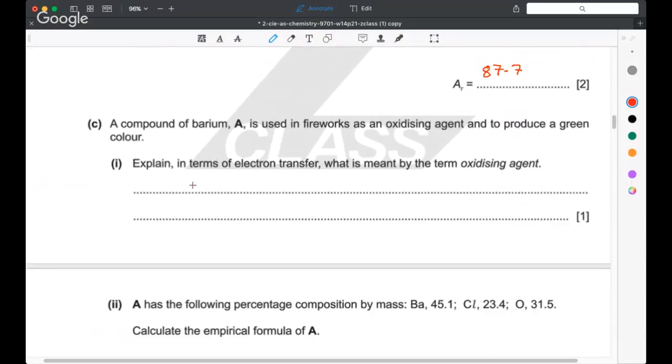Okay, so oxidizing agent. So an oxidizing agent accepts electrons from another species.